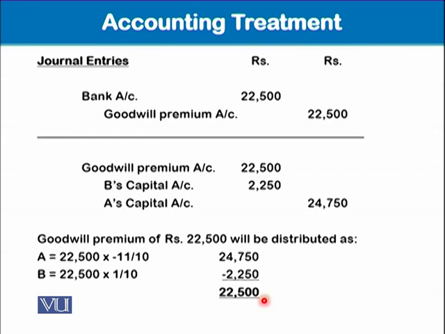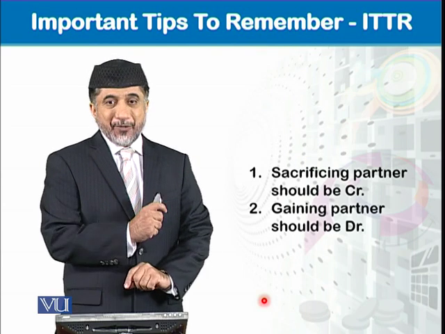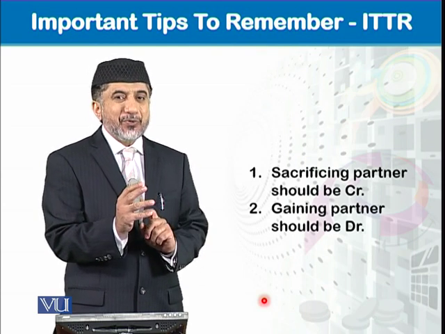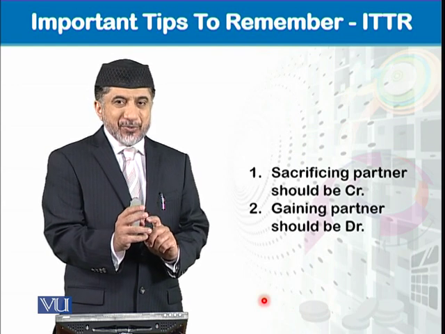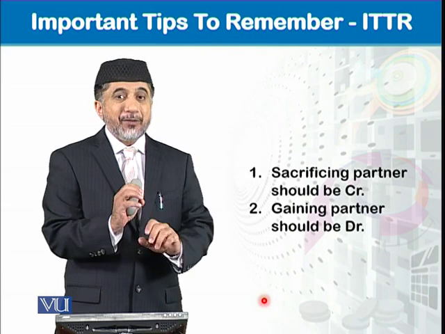So this is how we work out the sacrificing and gaining ratio, and how we pass accounting entries for this scenario. The important tip to remember in this module is that the sacrificing partner should always be credited and the gaining partner should always be debited, when we are distributing the goodwill premium to their capital accounts. All right, so remember these tips well.